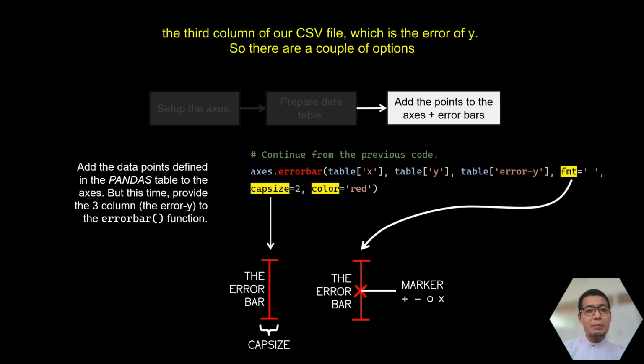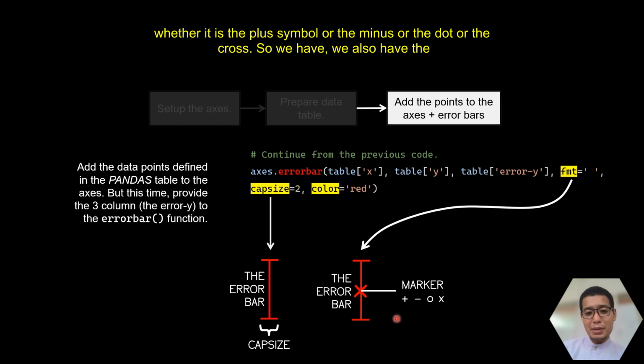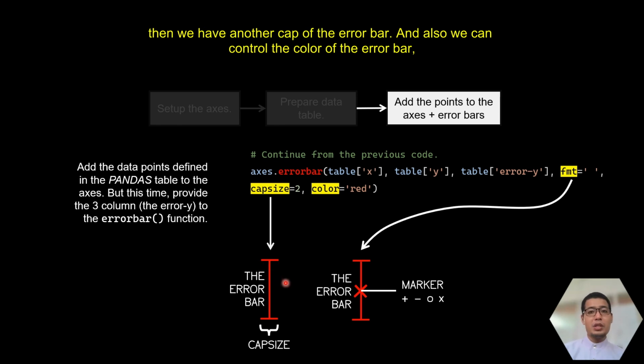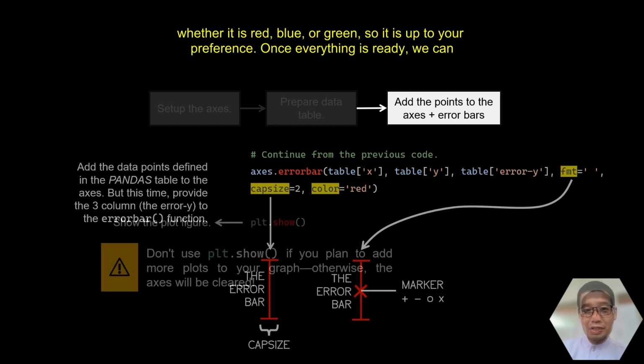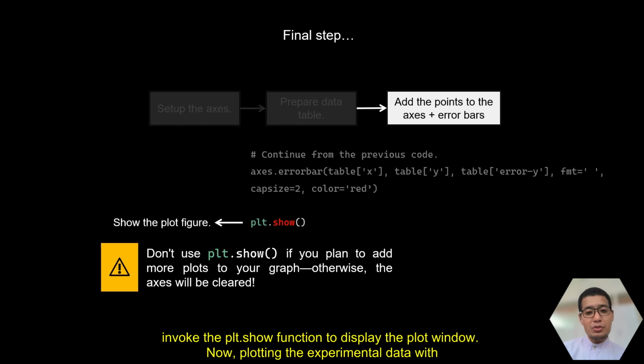So there are a couple of options that we can modify. For example, the format, which is the fmt, which determines the marker style, whether it is a plus symbol or the minus or the dot or the cross. So we also have the cap size, which determines the size of the error bar cap. So this is the cap of the error bar, and then we have another cap of the error bar. And also we can control the color of the error bar, whether it is red, blue, or green. So it is up to your preference. Once everything is ready, we can invoke the plt.show function to display the plot window.